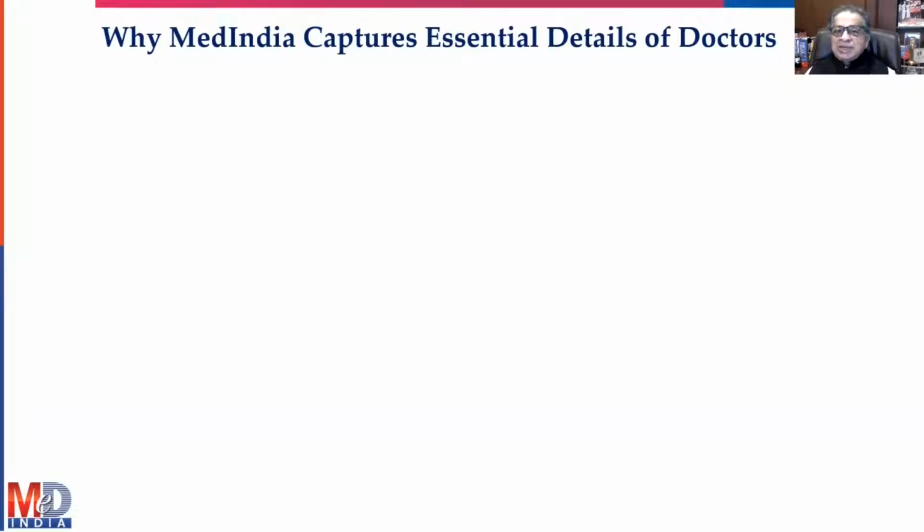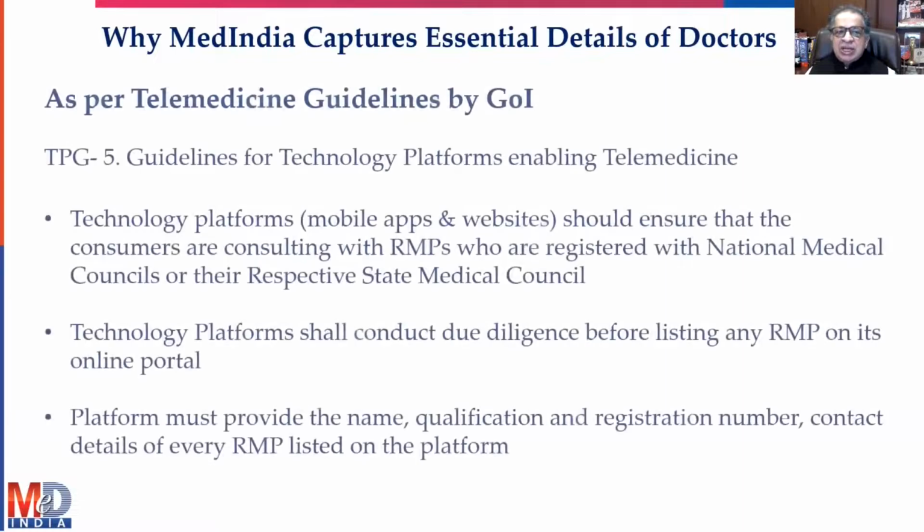What Medindia does is capture all the essential details of the doctor when you first register. This is done because the telemedicine guidelines of Government of India require it. And the guidelines say that technology platforms, mobile apps and websites should ensure that the consumers are consulting with RMPs who are registered, very important, with the Indian Medical Council or the State Medical Council. And technology platforms shall conduct due diligence before listing any RMP on its online platform. The platform must provide the name, qualification, registration number, contact details of every RMP listed on the platform. So this is why we capture all the details from you.